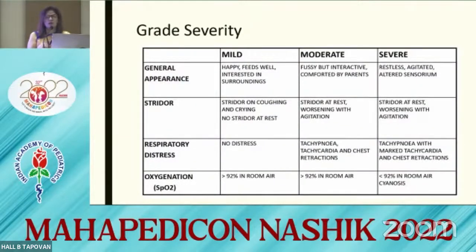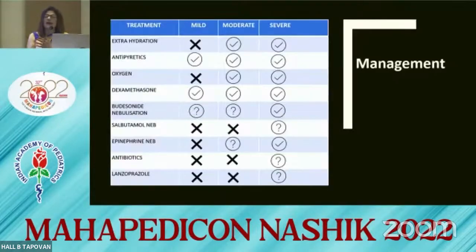You must go on to grade the severity based on the child's appearance, whether the stridor is on rest or on activity, or it's at rest and worsening with agitation. Look at respiratory distress, look at saturation. Based on that, you can classify your stridor as mild, moderate, or severe, and you would accordingly treat.